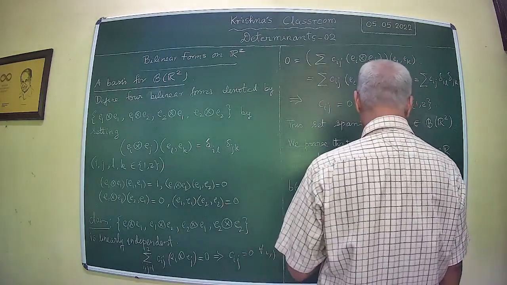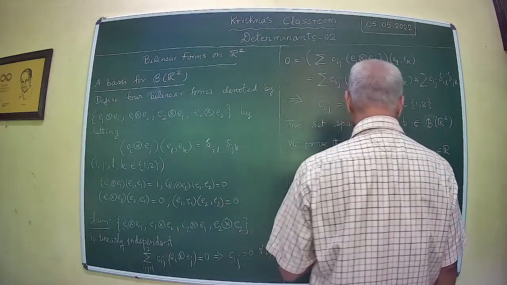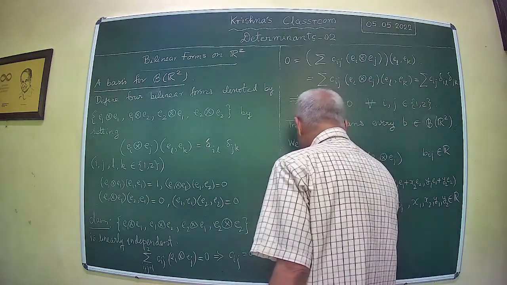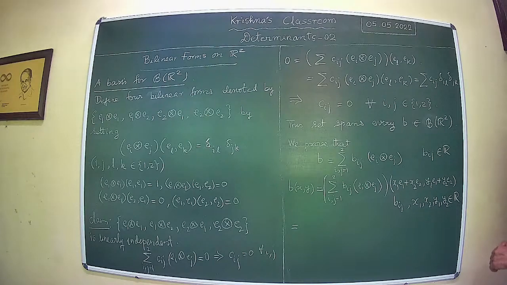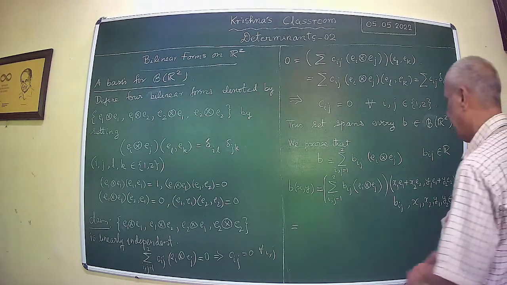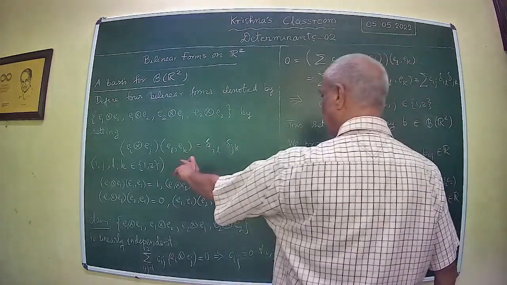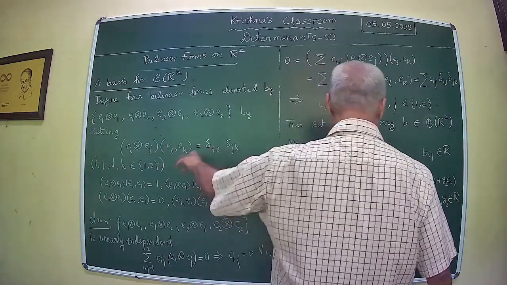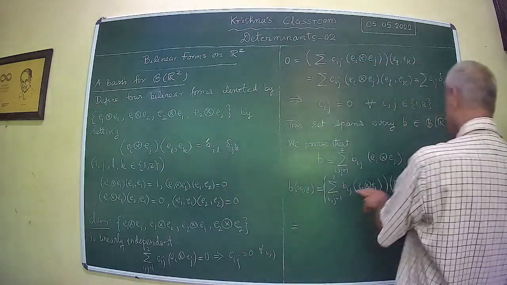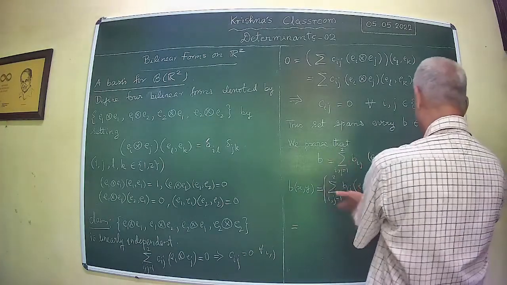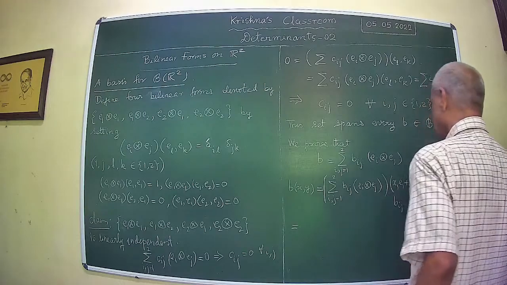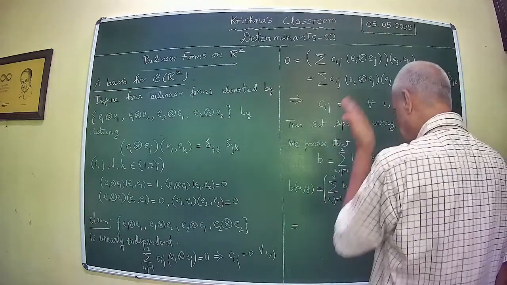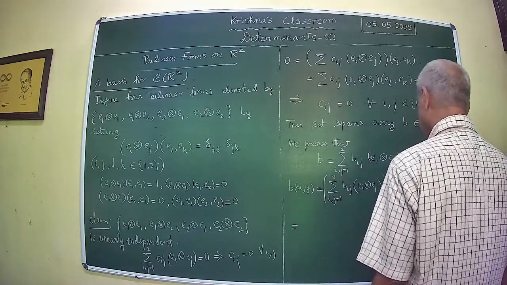Okay, this is equal to, see, use these properties and then evaluate it. Use the bilinearity of this form. Okay, then you get, what is it? Yeah.